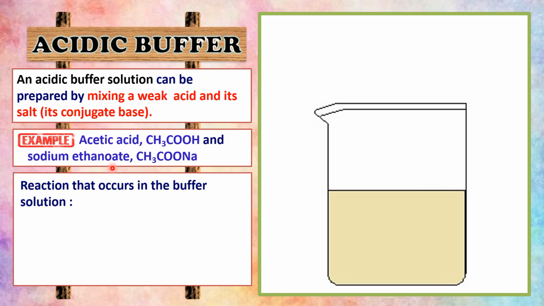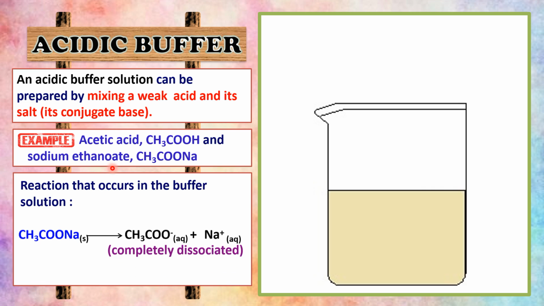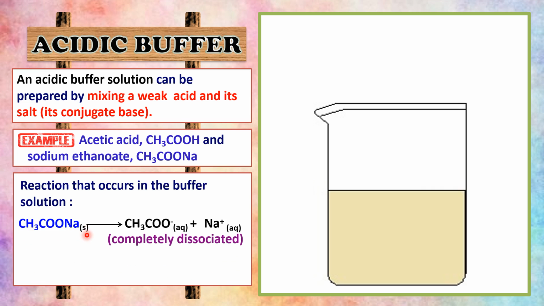So what are the reactions that occur in the buffer solution? There are two reactions. The first reaction is dissociation of salt. Sodium ethanoate exists as a solid and it will 100% dissociate, or completely dissociate, into ethanoate ion and sodium ion. Because of that, the arrow that we use here is a forward arrow, meaning that at the end of the reaction, there is no more salt in the buffer solution, since it is completely converted into ethanoate ion and sodium ion.